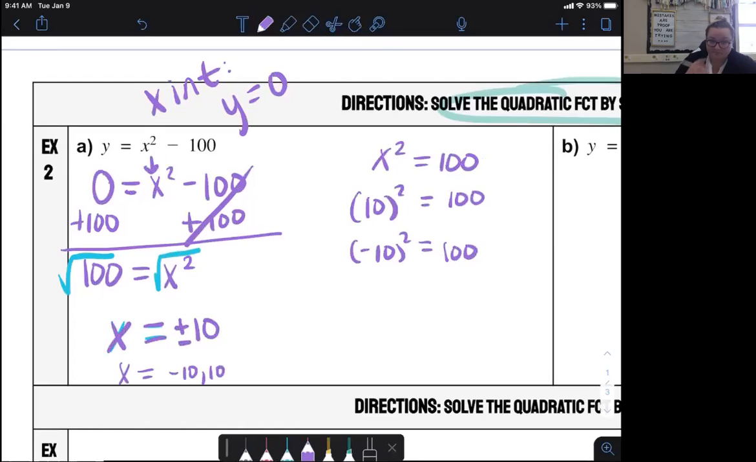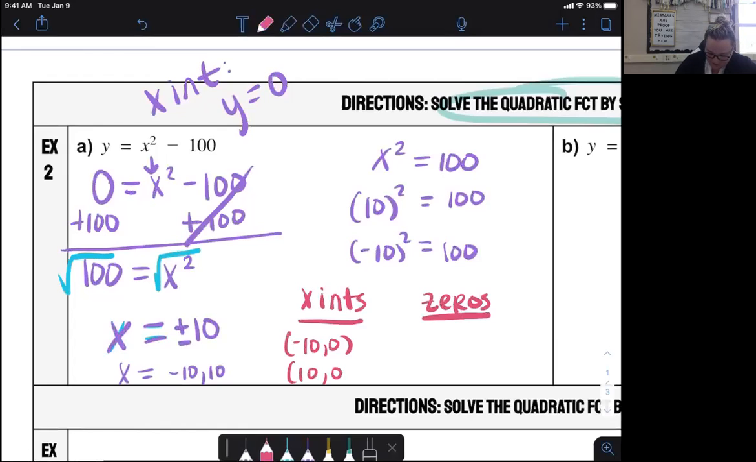You could list them. So whenever you solve a quadratic equation in this class, you have to write your answers in 2 ways. I require you to write your answers in 2 ways. You're always going to write your answers as x-intercepts and as zeros. So your x-intercepts would be, in this case, negative 10, 0, and positive 10, 0. And your zeros then are x equals negative 10 and positive 10.